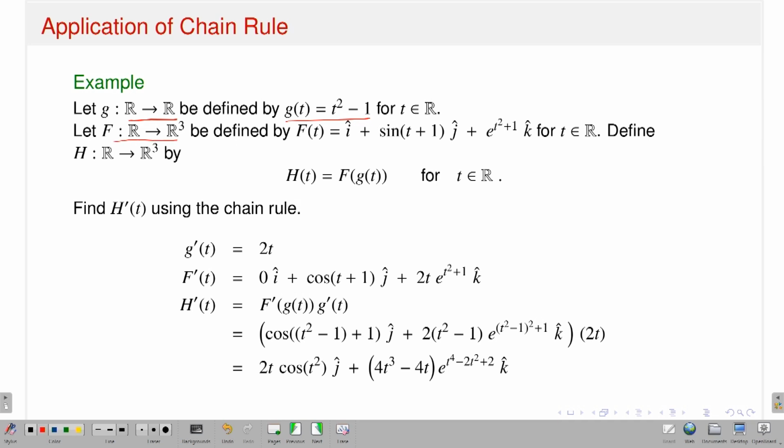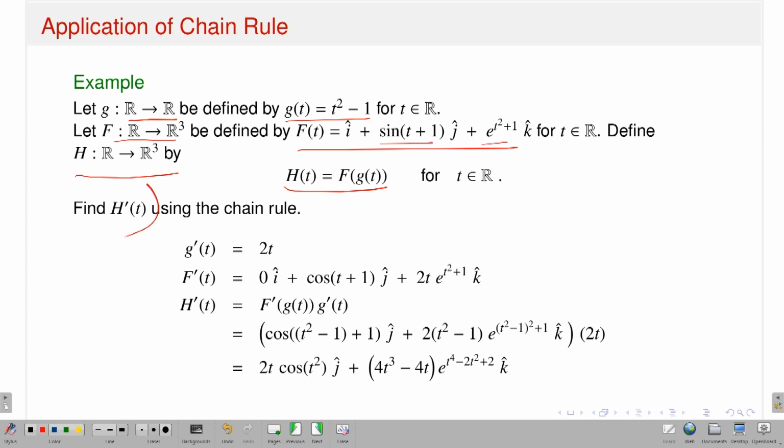And take a function capital F from R to R3. Again, if I take a point in R, it will be a vector in R3, and as I said, R3 has an orthonormal basis consisting of three vectors: i cap, j cap, and k cap. So this is the function I have written: i cap plus sine of t plus 1 times j cap plus e to the power t square plus 1 times k cap. Now I am defining a new function capital H, which is nothing but the composition function. Capital H of t is nothing but capital F of g of t.